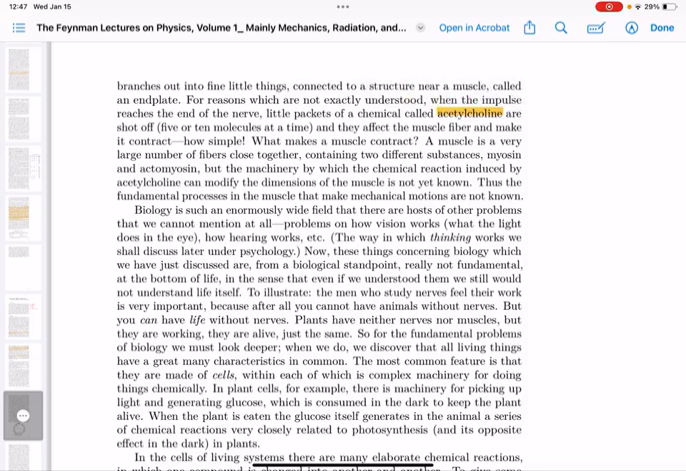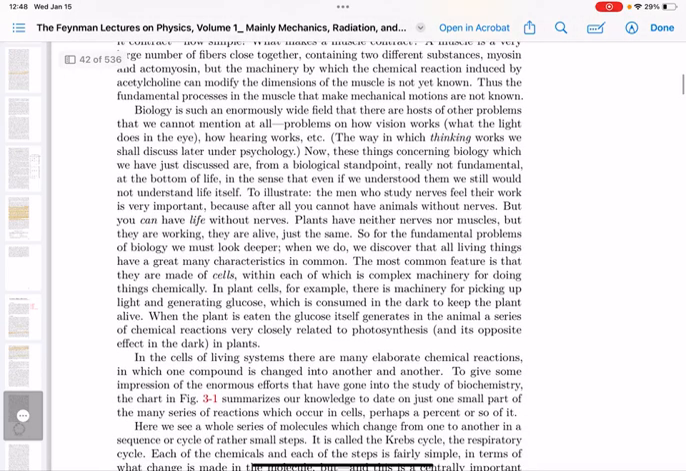Acetylcholine are shut off 5 or 10 molecules at a time, and they affect the muscle fiber and make it contract. How simple. What makes a muscle contract? A muscle is a very large number of fibers close together, containing two different substances, myosin and actomyosin, but the machinery by which the chemical reaction induced by acetylcholine can modify the dimensions of the muscle is not yet known. Thus, the fundamental processes in the muscle that make mechanical motions are not known.